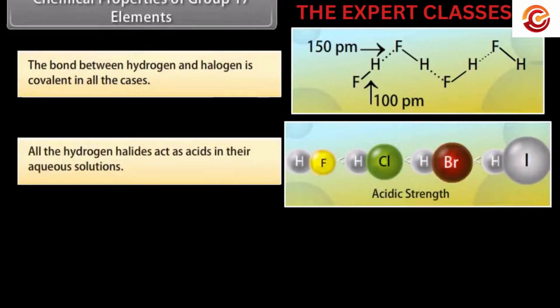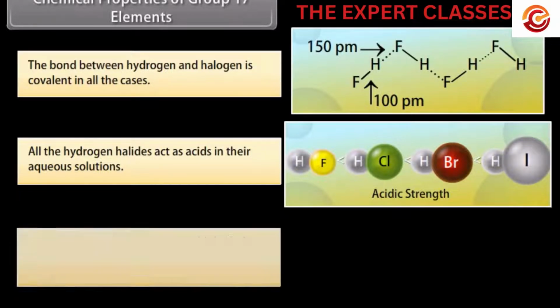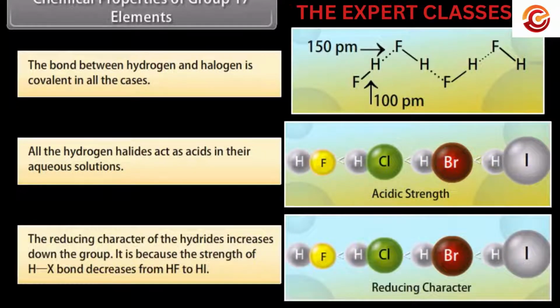All the hydrogen halides act as acids in their aqueous solutions. All the halogen acids ionize to give H+ ion and halide ion X-. The reducing character of the hydrides increases down the group. It is because the strength of HX bond decreases from HF to HI.